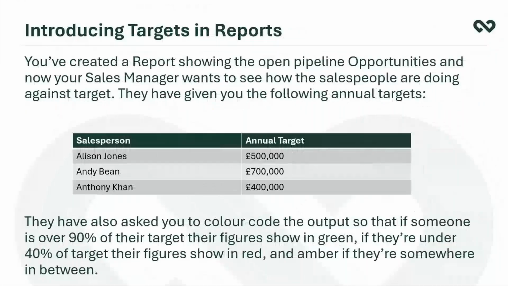So let's say you created a report showing the open pipeline opportunities grouped by sales rep. Now, your sales manager comes to you and says, this is great, but I want to see how each person is doing against their annual sales target. They provided target values for each rep, and they've also asked that the report be color-coded to make it easier to interpret at a glance. Specifically, if someone is over 90% of their target, their figures should appear in green. If they're under 40%, they should be in red, and anything in between should show in amber. So let's go ahead and build that in Workbooks now.